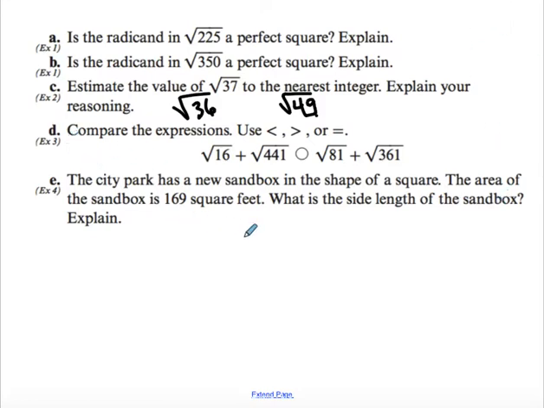Okay, compare the expressions square root of 16 plus square root of 441. Compare that to root 81 plus 361. Well, we have to think about what are these closest to. So, we can take some of the ones that we know, like the square root of 16 is 4. We know that. Square root of 81 is 9. And now we have to look at the square root of 441. Is that a perfect square? Well, we know it's going to be higher than 20 times 20. So maybe it's 21 times 21.